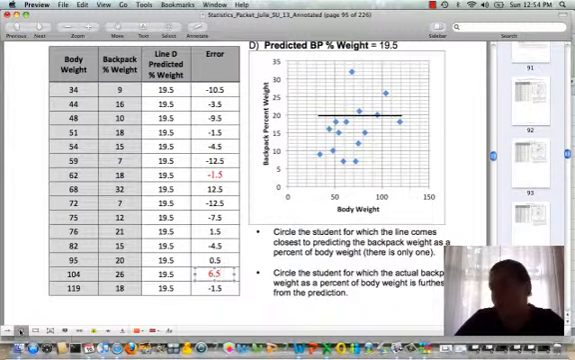Now we want to come over to the graph and circle the student with the closest prediction. So if we look at our residual list, that appears to be the student with the body weight of 95. And if we look at the graph, that one goes right through the line. Notice how they had the lowest error of 0.5. Now the highest error is a tie between positive 12.5 and negative 12.5. So positive 12.5 is our outlier at 68. And then down here at negative 12.5, there are two outliers down there. So you could circle either of those because they're both equally far away. They're both 12.5 percentage units away.